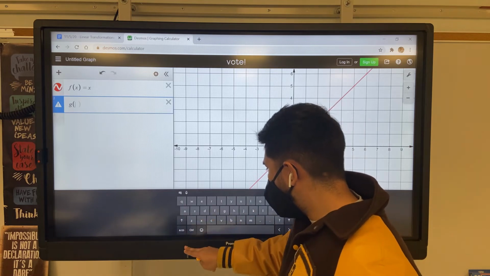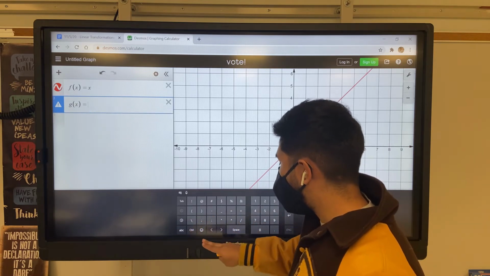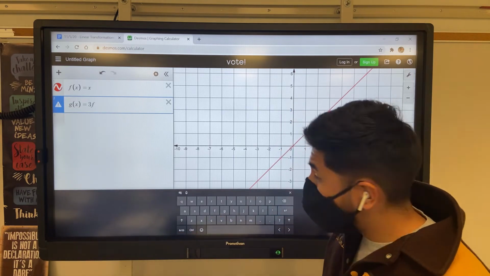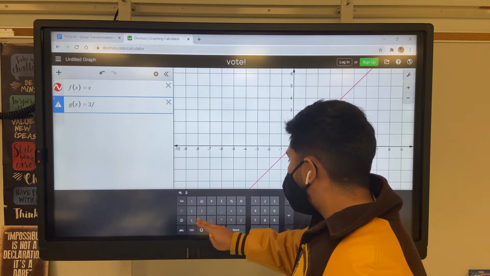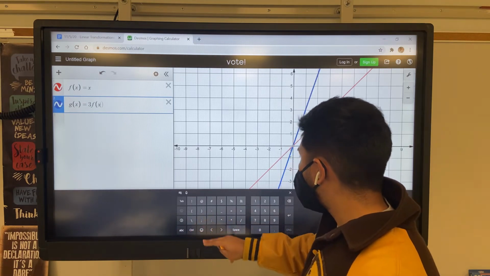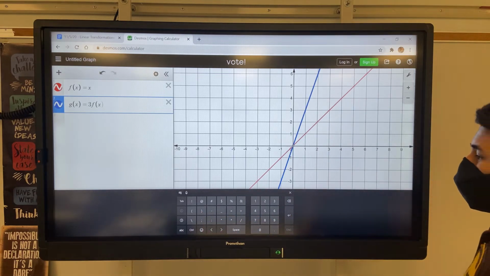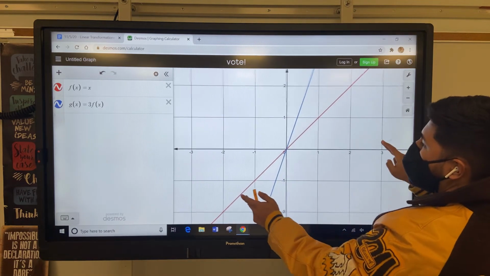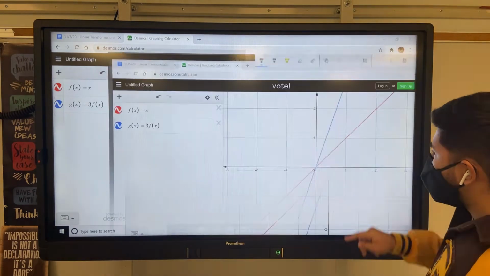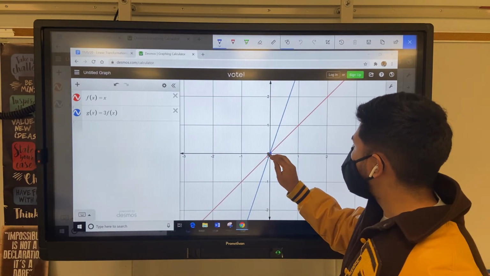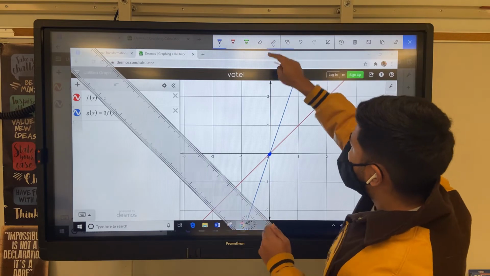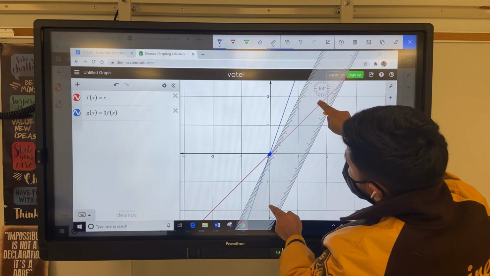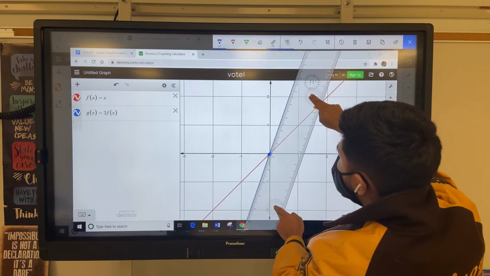Oops. g of x equals, first one was 3 parentheses f of x. And you'll see, ladies and gentlemen, right there, boom, it stayed in the same section, stayed in the same origin, and it went from the red, use a ruler, it went from red, and all it did was shift, because all we're changing is the slope.